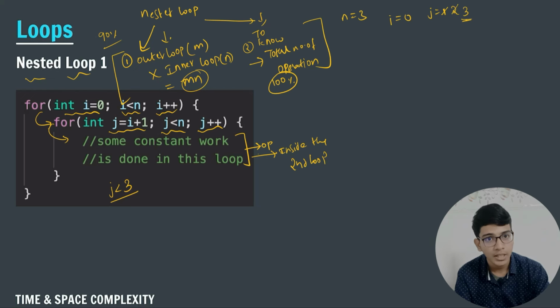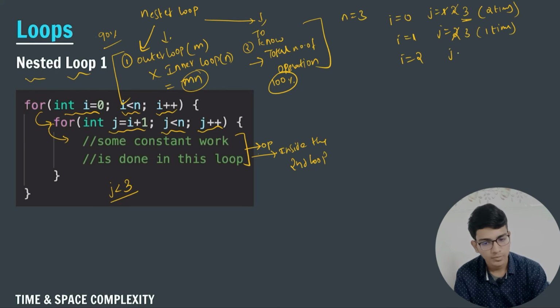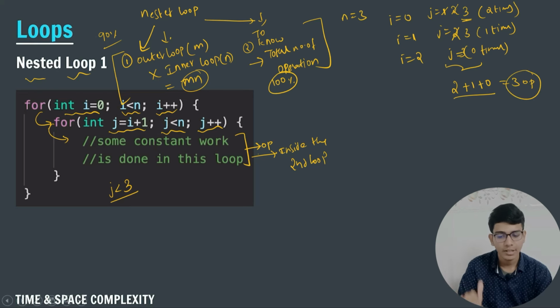So how many times am I running my inner loop? 2 times. After that, i equals 1. When i equals 1, j will become 2, and then j will become 3. So how many times am I running my inner loop? 1 time. After that, i becomes 2 and the inner loop will run 0 times, since j will become 3 and the condition is itself false. So how many operations are taking place here? That is 2 plus 1 plus 0, so a total of 3 operations are performed inside our inner loop.